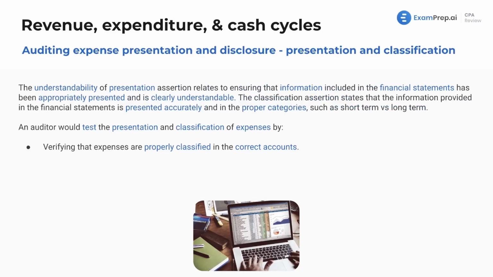When we get to presentation and disclosure, what are we going to do? Just similar to revenue, verify that expenses are properly classified in the correct accounts. Pretty broad, but also that encompasses everything we need to know.